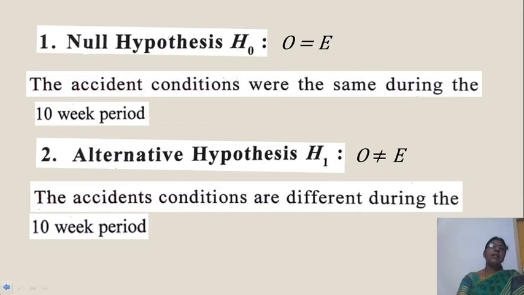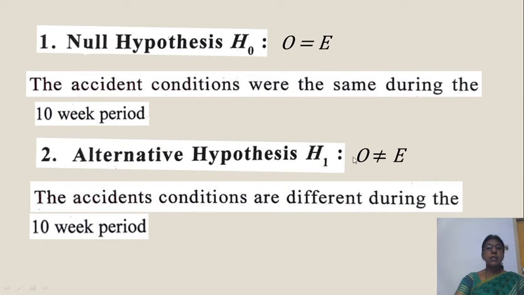Okay. Now let the null hypothesis H0 be that observed equals expected: the accident conditions were the same during the 10-week period. In the t test we take mu 1 is equal to mu 2, the difference of means. Then for the F test, sigma 1 square is equal to sigma 2 square, then S1 square is equal to S2 square, the difference between variances. But here, observed and expected are both the same under the null hypothesis.